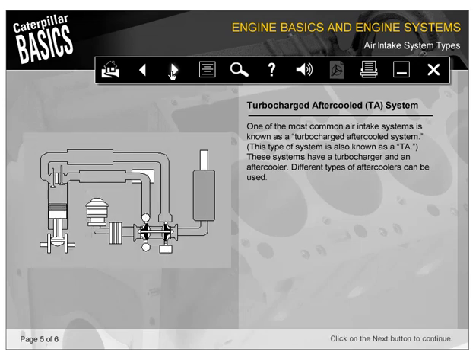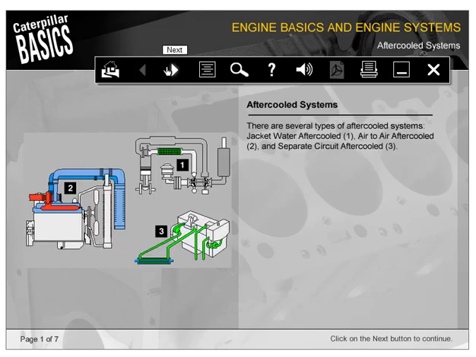One of the most common air intake systems is known as a turbocharged aftercooled system. These systems have a turbocharger and an aftercooler. Different types of aftercoolers can be used. There are several types of aftercooled systems: jacket water aftercooled, air-to-air aftercooled, and separate circuit aftercooled.